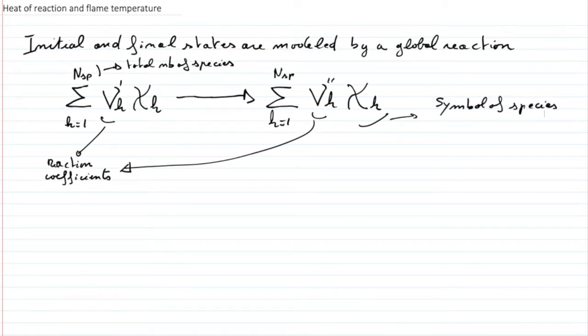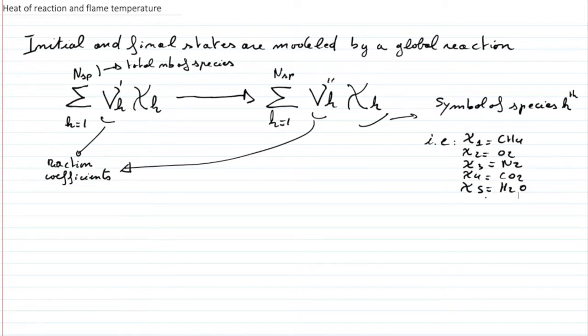For instance, if we consider methane air combustion, a choice could be to have K1 equal to CH4, K2 would be O2, K3 N2, K4 CO2, and K5 H2O.